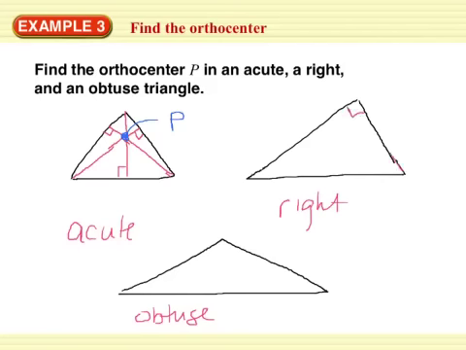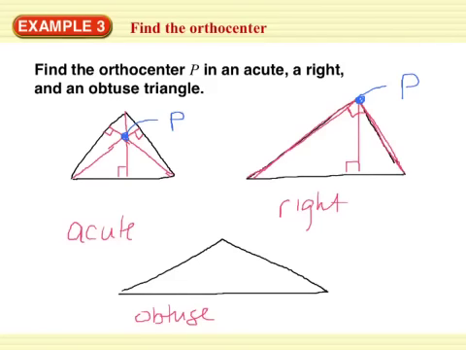So my altitude for this side is going to be actually right there, which is sort of cool. Okay, the altitude for this side is going to be right there. And the altitude here is right there. So your orthocenter is where those three things meet, which is right here. And then the obtuse one.